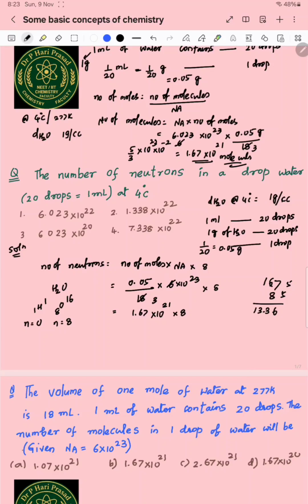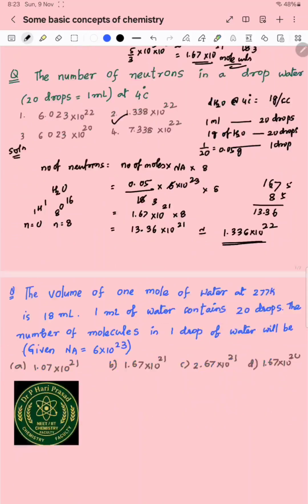So after the decimal I have 2 places. Then I can write this as 13.36 into 10 to the power of 21, or I can write, student, 1.338 into 10 to the power of 22, right? Okay. So the given options, we will check, student. Option A is 6.023 into 10 power 22, then 1.338 into 10 power 22, then 6.023 into 10 power 20, then 7.338 into 10 power 22. From the given options, option 2 satisfies our question, right?